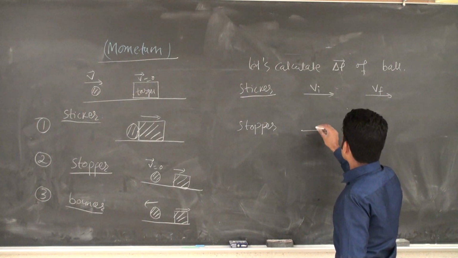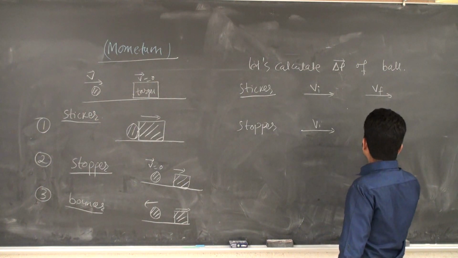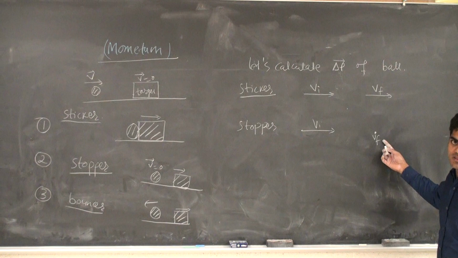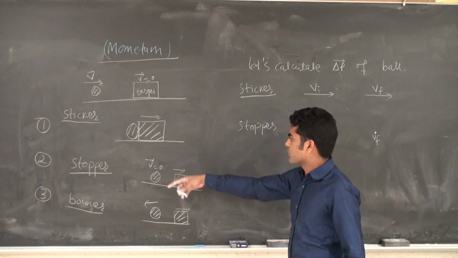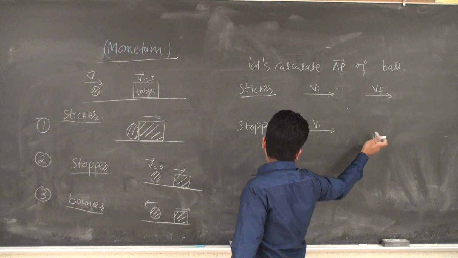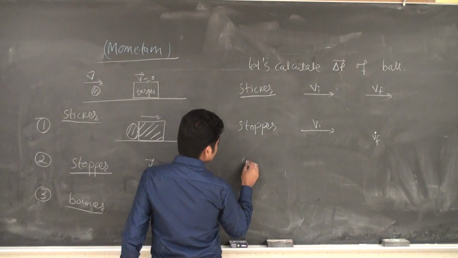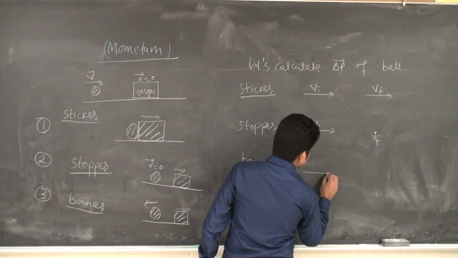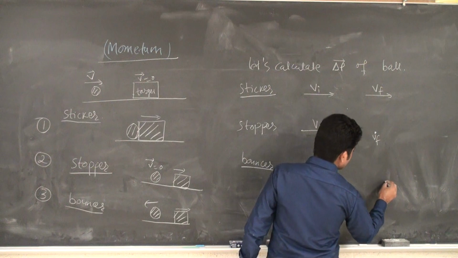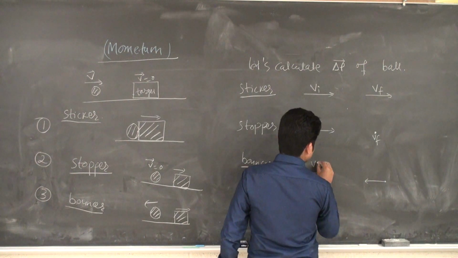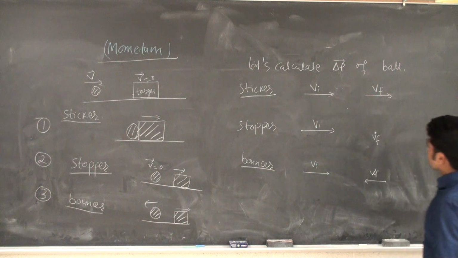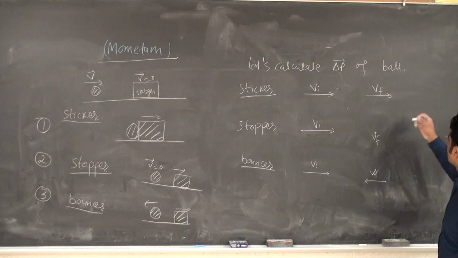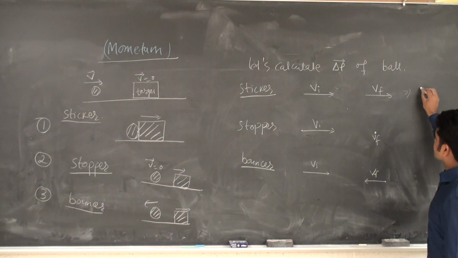For the stopper, the initial velocity is something like this, and then after collision the ball actually stops. So the final velocity of the ball is 0. The target only moves, the ball doesn't move. We are considering the ball, not the target. So for the stopper, the final velocity is 0. In the case of bouncer, the initial velocity is the same, but the final velocity of the ball is in this direction. This is V initial and this is V final. So we have the initial and final velocities of sticker, stopper, and bouncer.